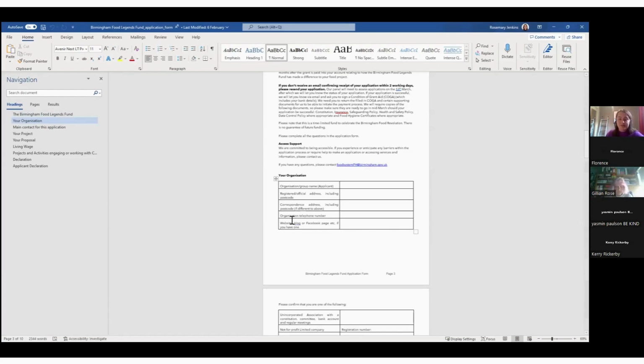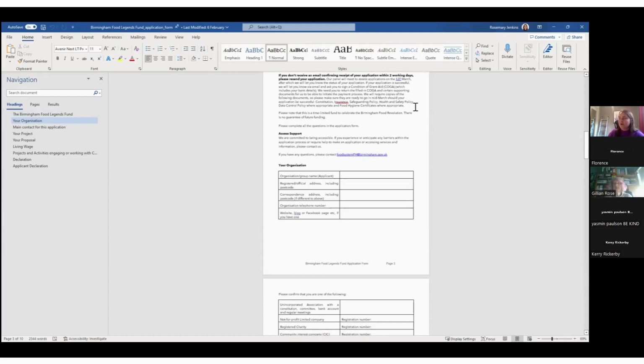For this one, the panel to assess these applications will meet on the 13th of March, after which you'll hear about whether your application has been successful. Again, there'll be a COGA to sign, some bank details to give, and some supporting documents. These are all, again, the same as the Emergency Food Aid Fund and the Affordable Food Infrastructure Fund. But again, just to note that we'll require copies of certain documents. So please, as you apply, make sure they're ready to go. That's really helpful in getting the funds to you as quickly as possible.